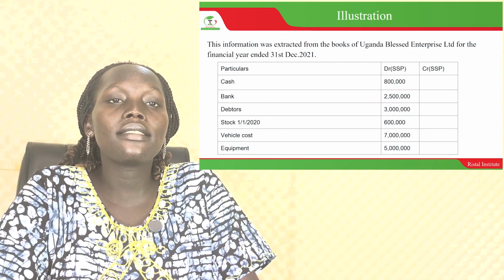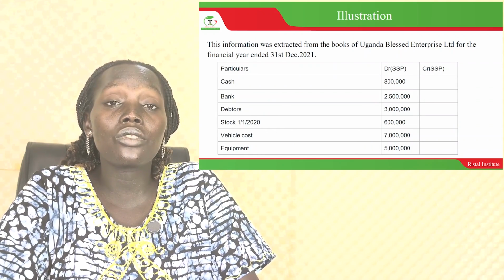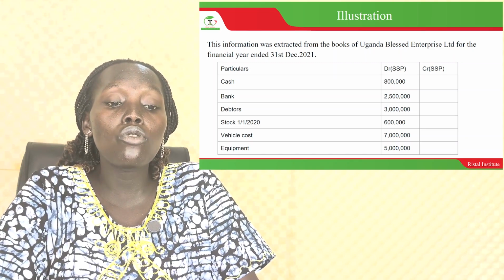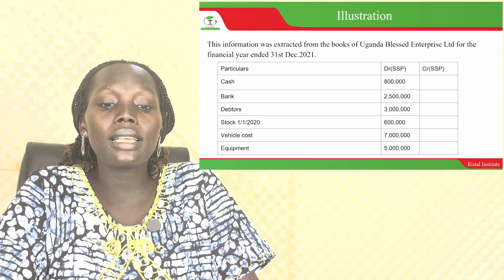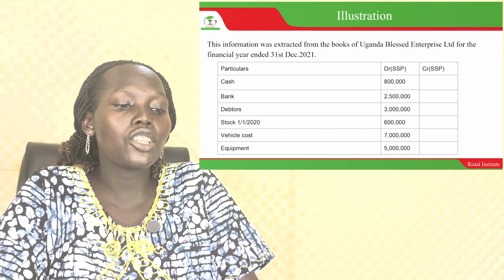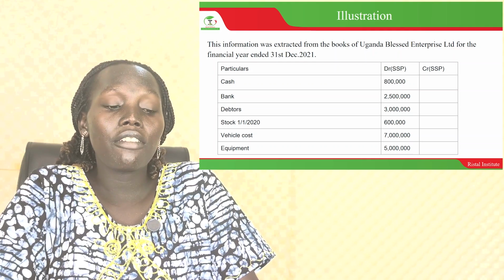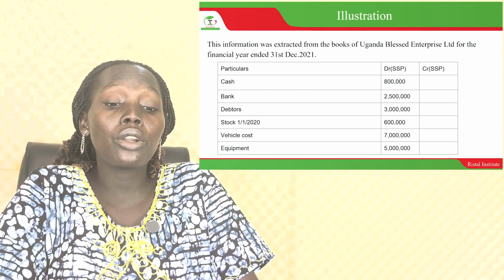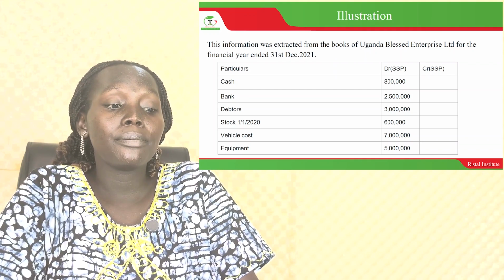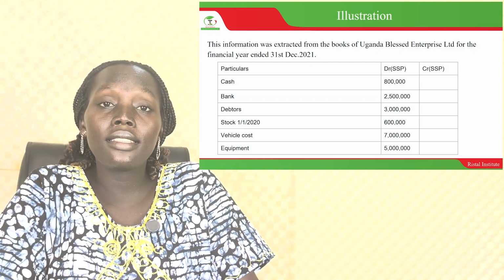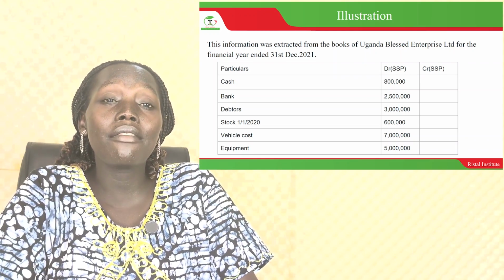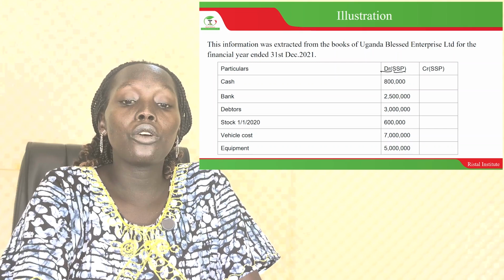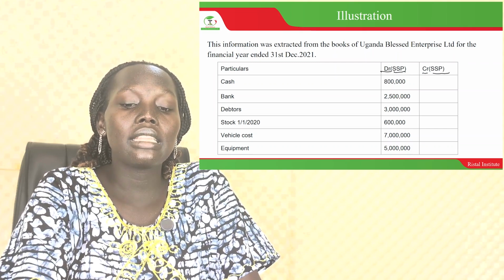So let's look at an example. They've given us an illustration here. They are saying this information was extracted from the books of Ugandan Blessed Enterprise Limited for the financial year ended 31st December 2021. We have this trial balance, they've given us the particulars. We have the debit side, which is in SSP, and then we also have the credit side in SSP.